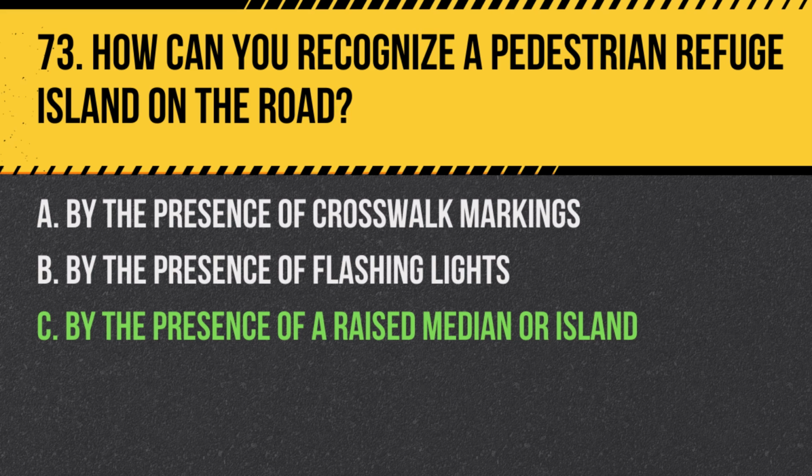You can recognize a pedestrian refuge island on the road by the presence of a raised median or island in the middle of the roadway, providing a safe space for pedestrians to stop and wait before crossing the remaining lanes of traffic.